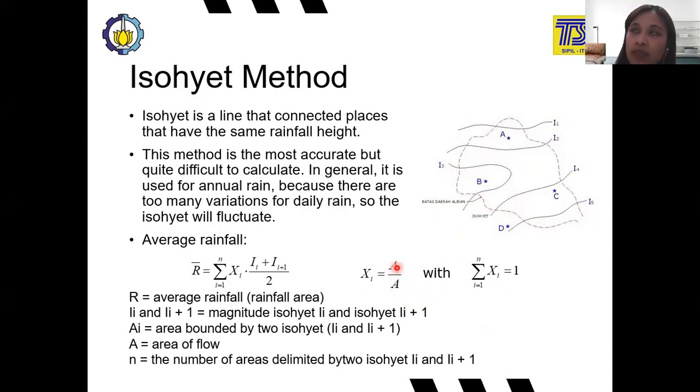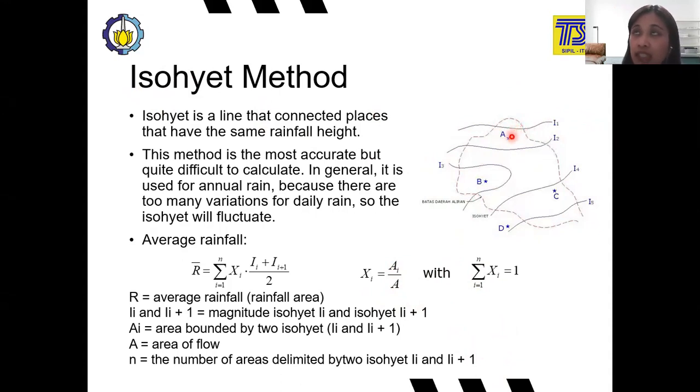So it's similar to the weighting factor, but for the weighting factor, we got the line based on the Thiessen polygon. But here we got the lines of the isohyet method based on the area which has the same rainfall rate.